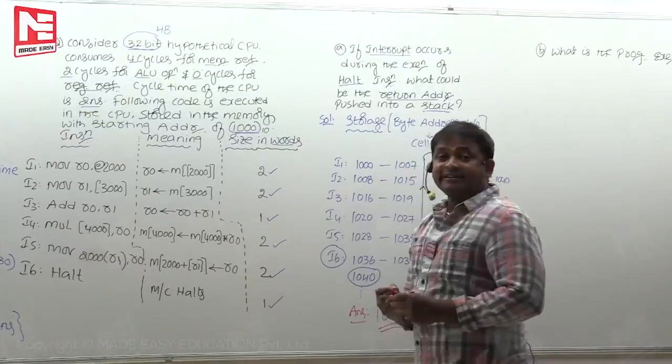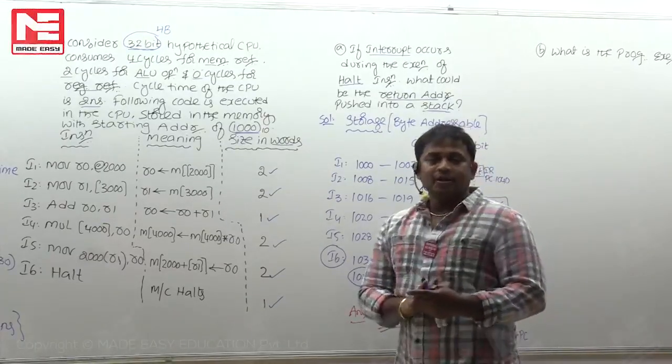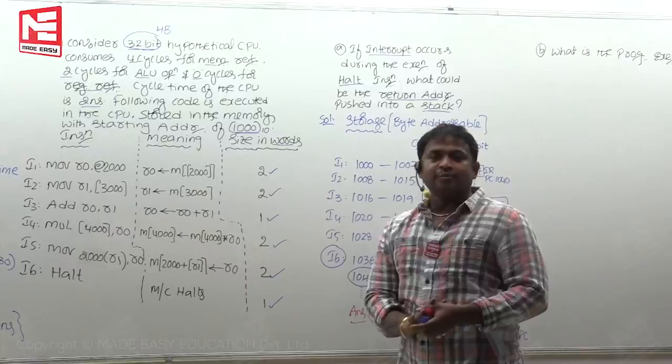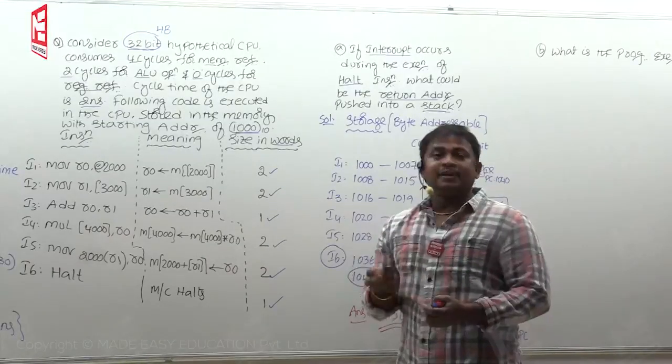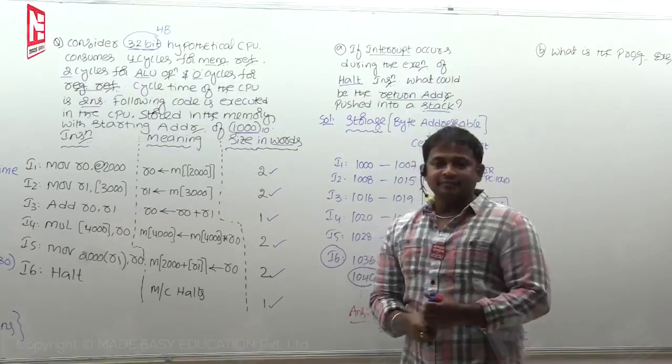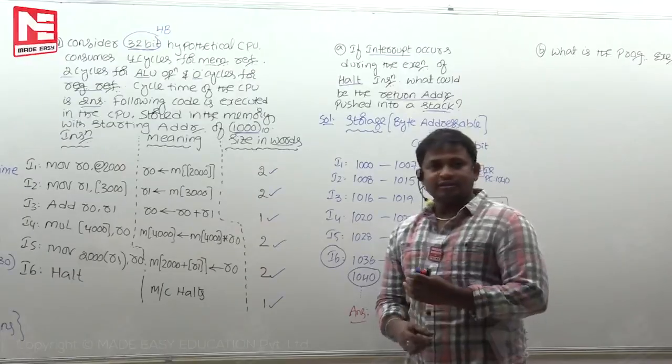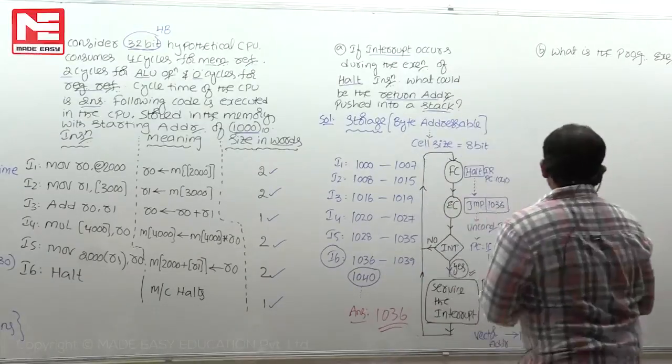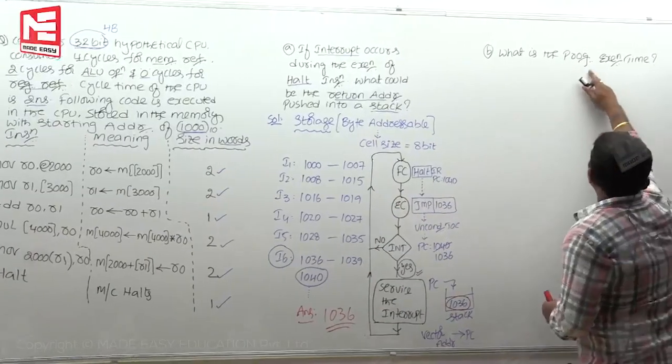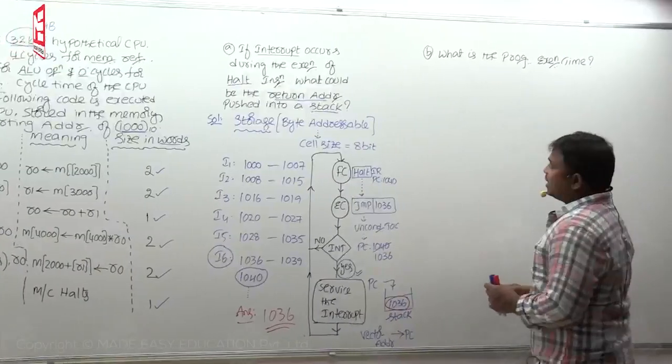Because halt is an unconditional jump, during the execution cycle the program counter is updated, and that updated value is pushed into the stack. So the answer is 1036. Clear now? Right. Come to the next one. What is the program execution time?